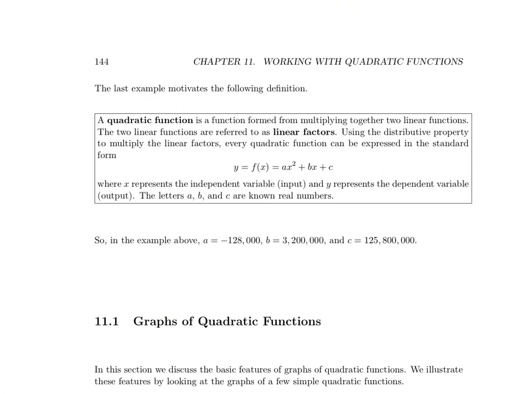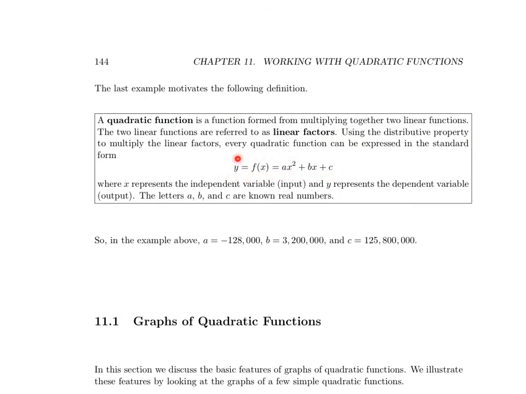The last example motivates the following definition. A quadratic function is a function formed from multiplying together two linear functions. In our last example, one of the linear functions was population growth, the other linear function was per capita water consumption. The two linear functions are referred to as linear factors. Using the distributive property to multiply the linear factors, every quadratic function can be expressed in the standard form.